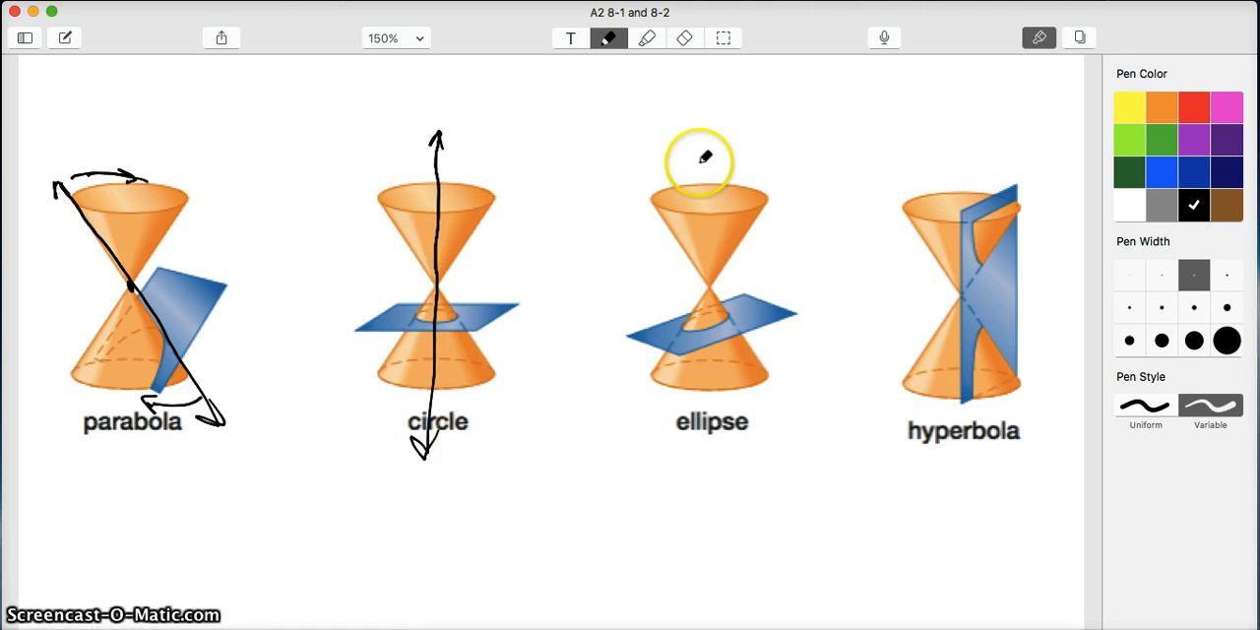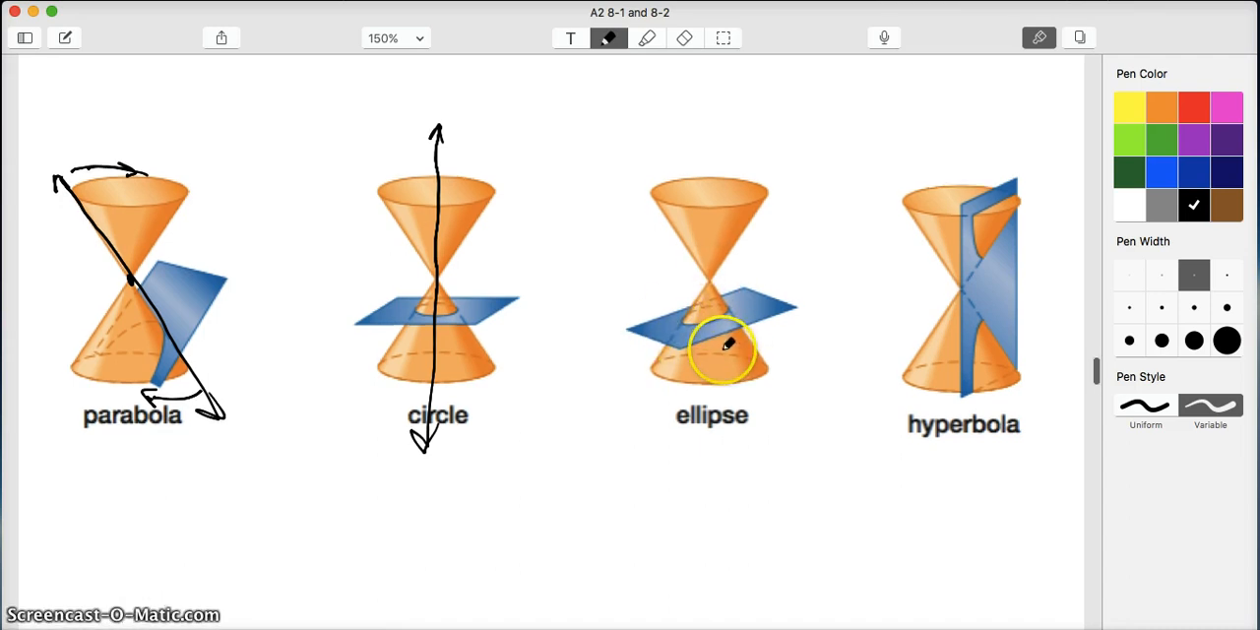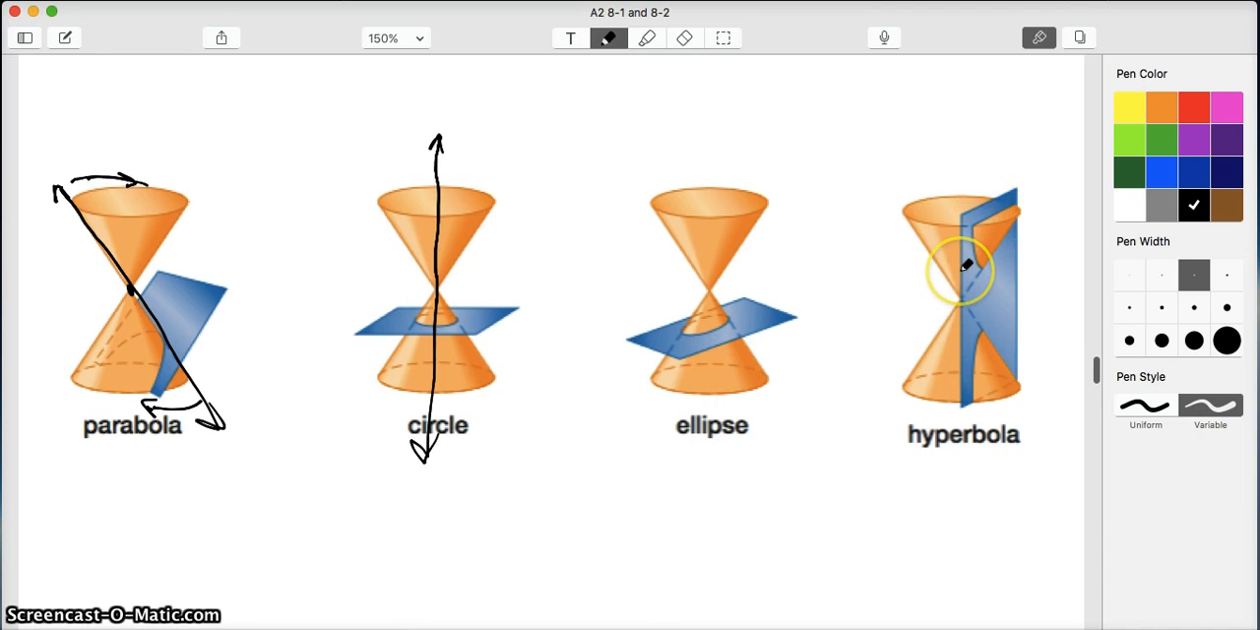When the plane is neither parallel to the side nor perpendicular, but at some other angle, we get what we call an ellipse. And when the plane is vertically slicing, we get these two shapes here. You can't really see it, but these two shapes, that is a hyperbola.